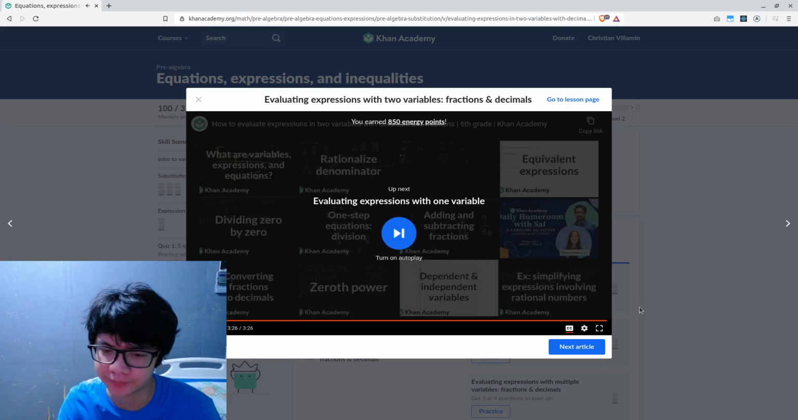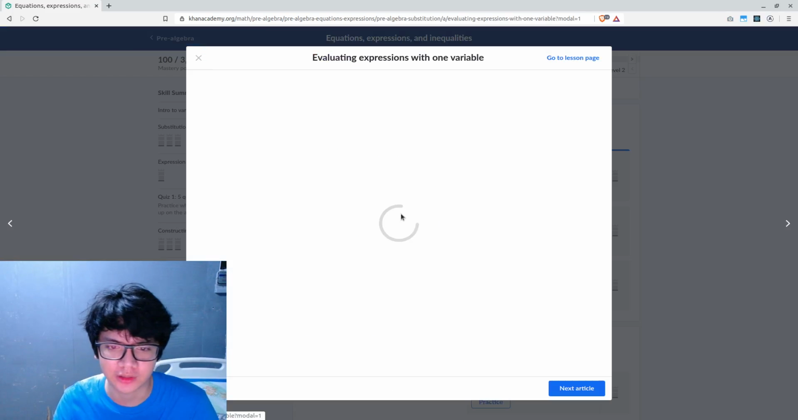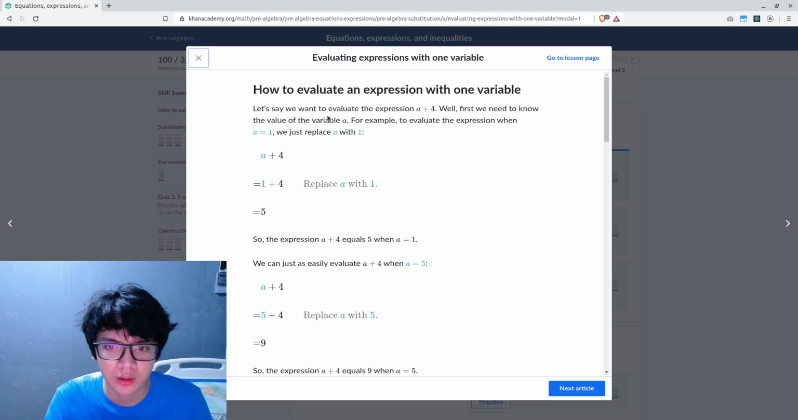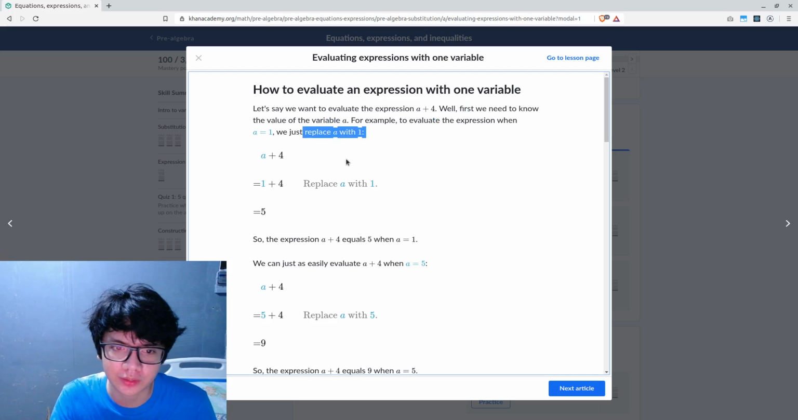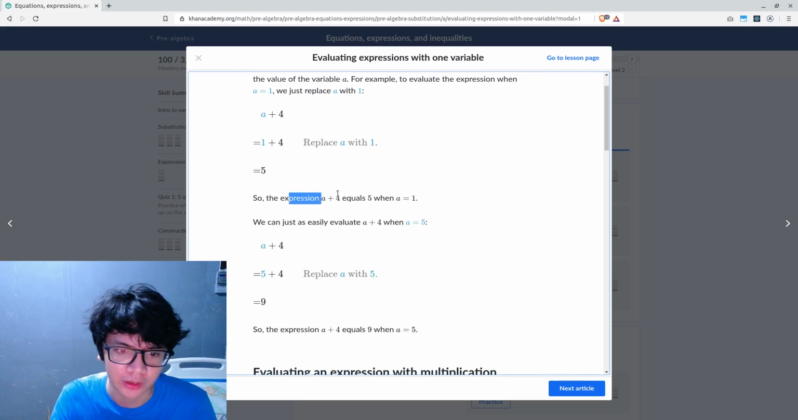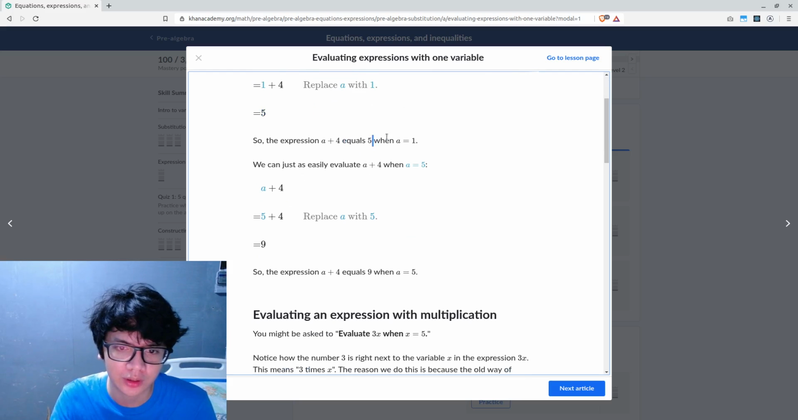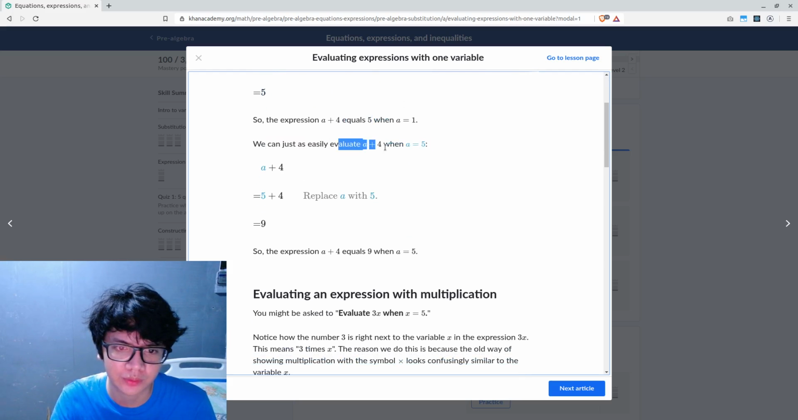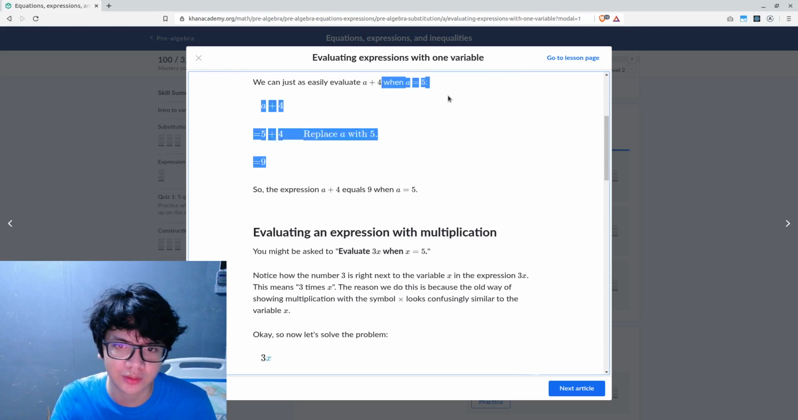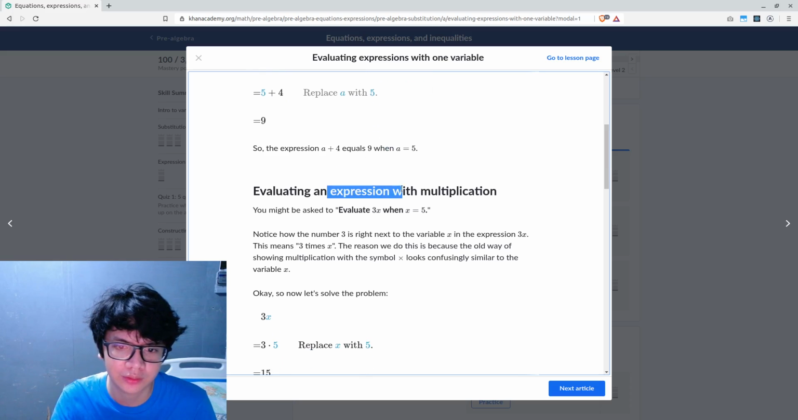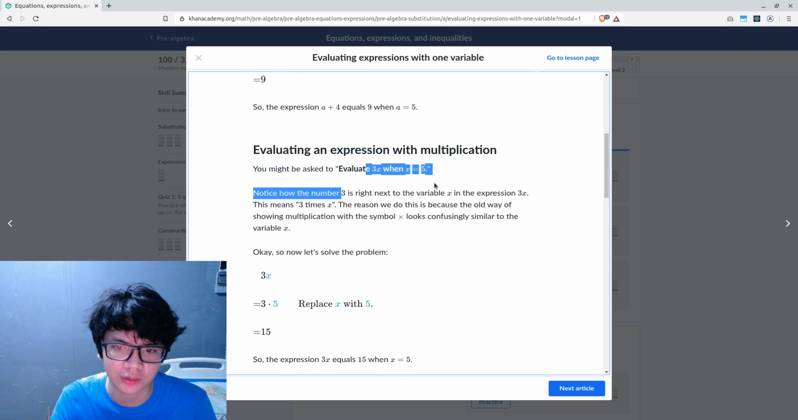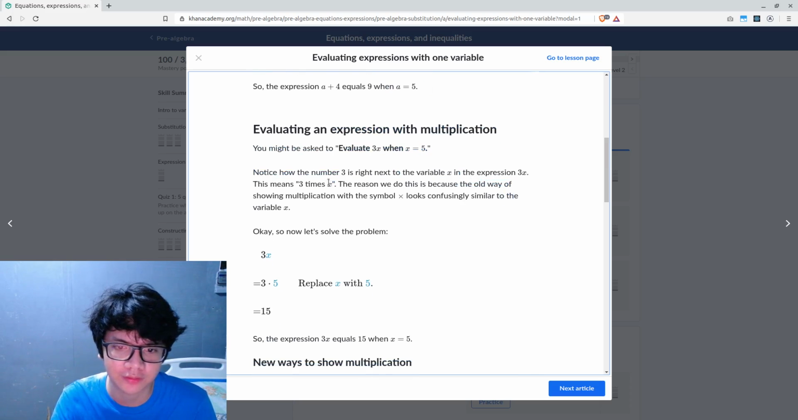Total failure. Okay. Evaluating expression with one variable. A plus 4 when the first. Okay. So the expression a plus. This thing is when a sub 9. Multiplication. 15.